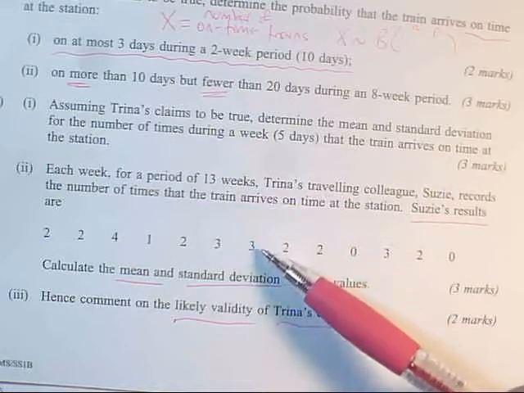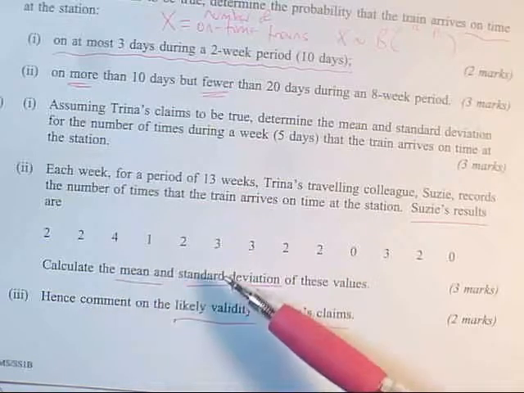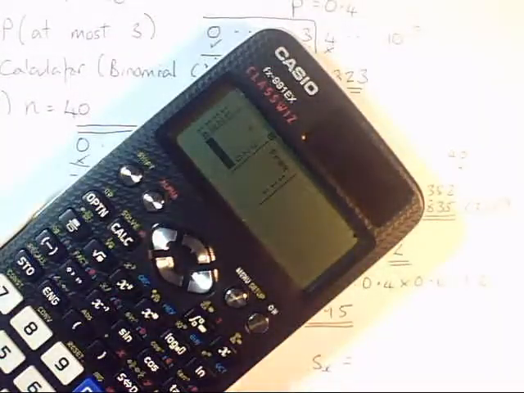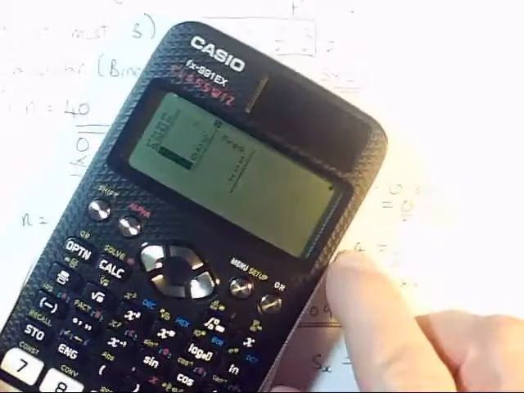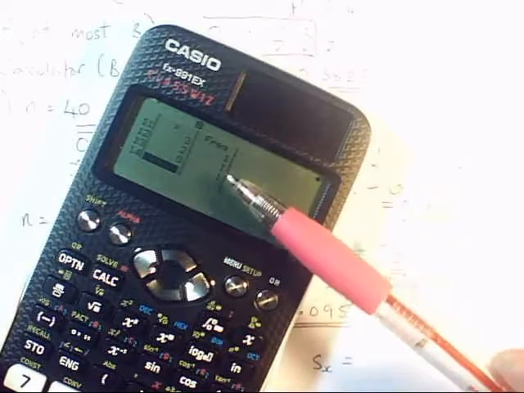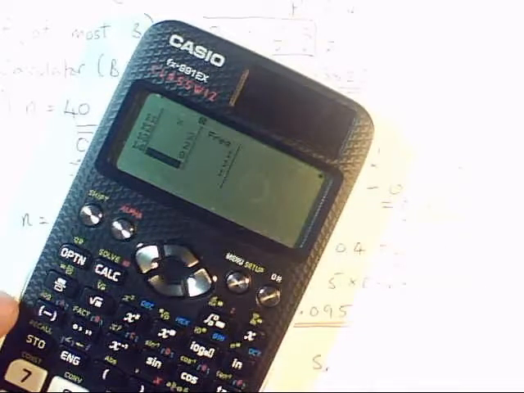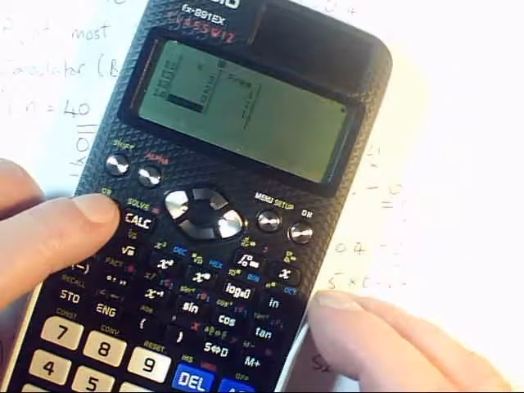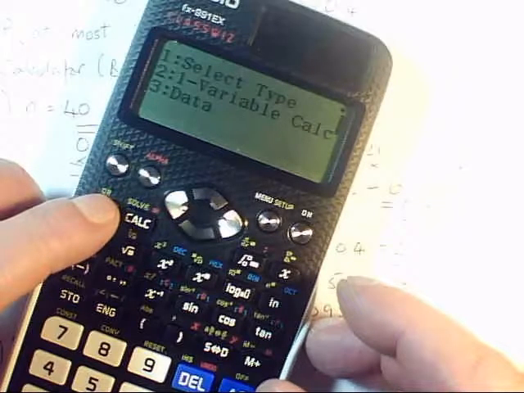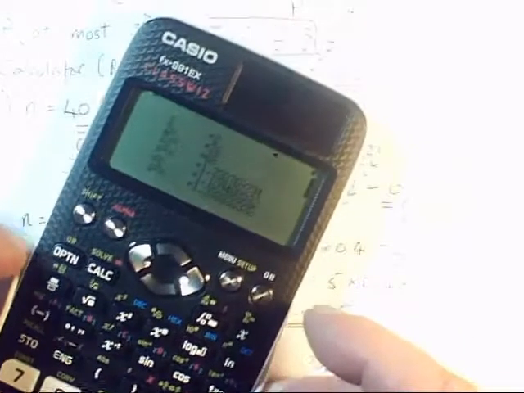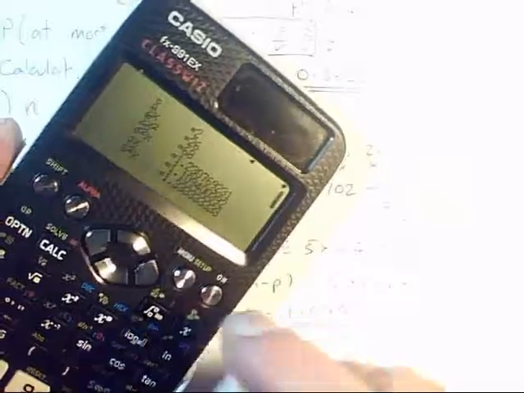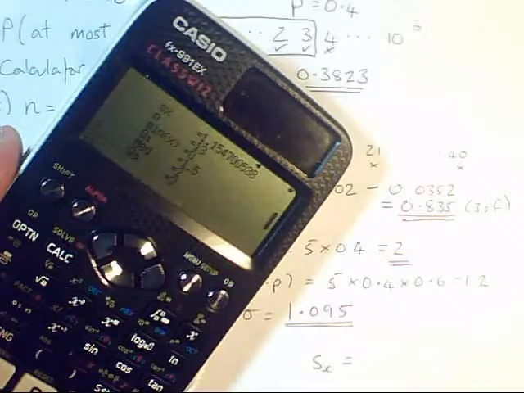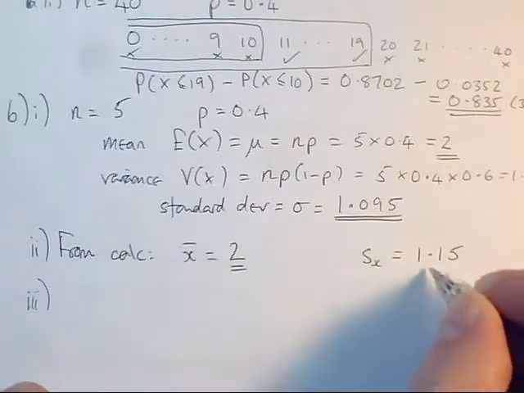Now for the next part of the question, I've got Susie's results, and I need the mean and the standard deviation from those results. So here's my calculator. Okay, I've entered Susie's data. Notice all the frequencies are 1 because it's just a list of raw data. So if I do the 1-var calculations from those, it's showing me here that the mean at the top is exactly 2 and Sx is 1.15. So here are my answers, 2 and 1.15.